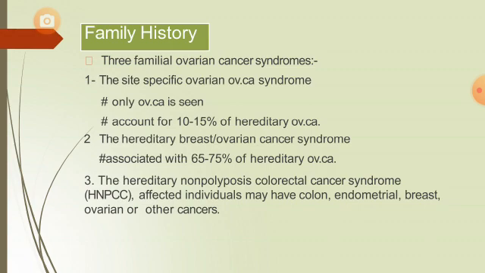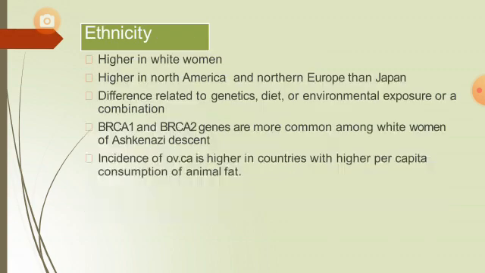And the third one is the hereditary non-polyposis colorectal cancer syndrome, rare, not very common. And the affected individuals may have colon, endometrial, breast, ovarian, or other cancers. These are the most common familial ovarian cancer syndromes. The most common one is the hereditary breast ovarian cancer syndrome.